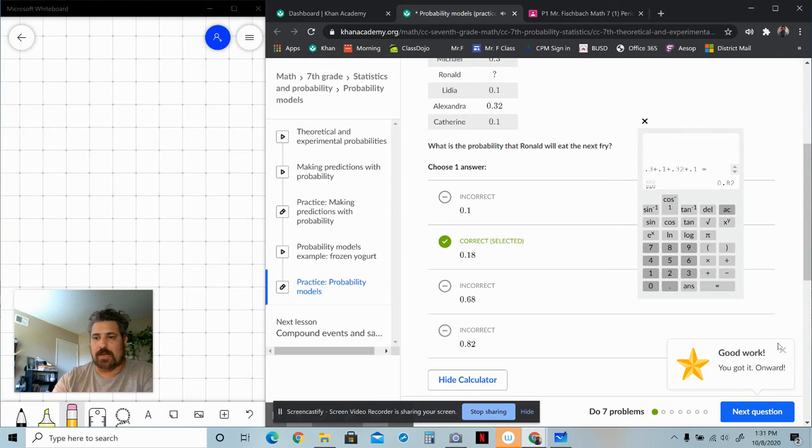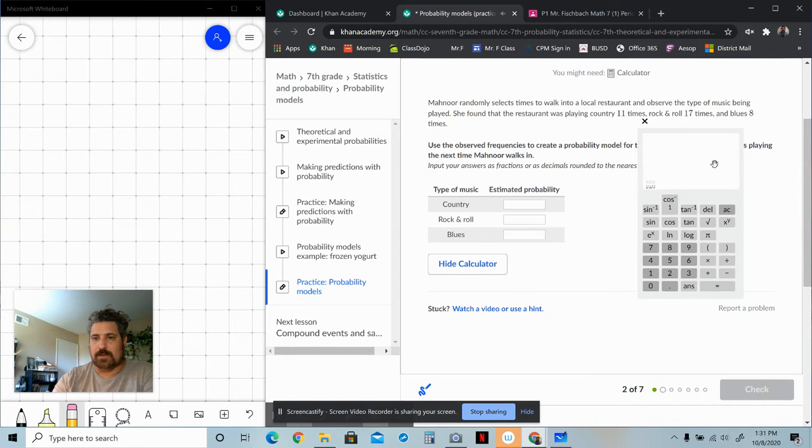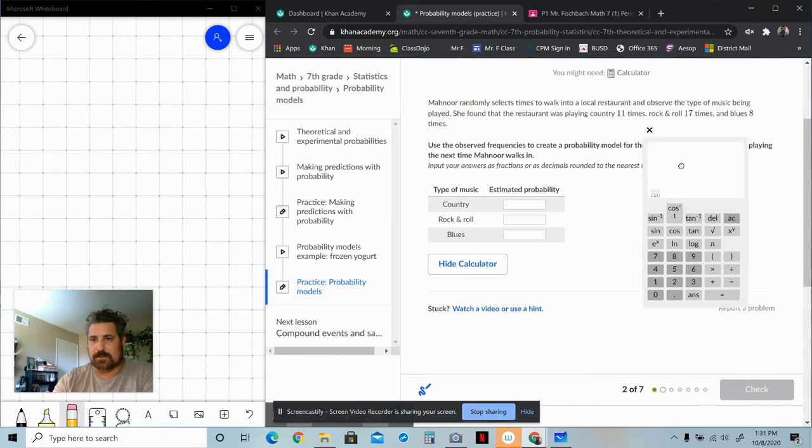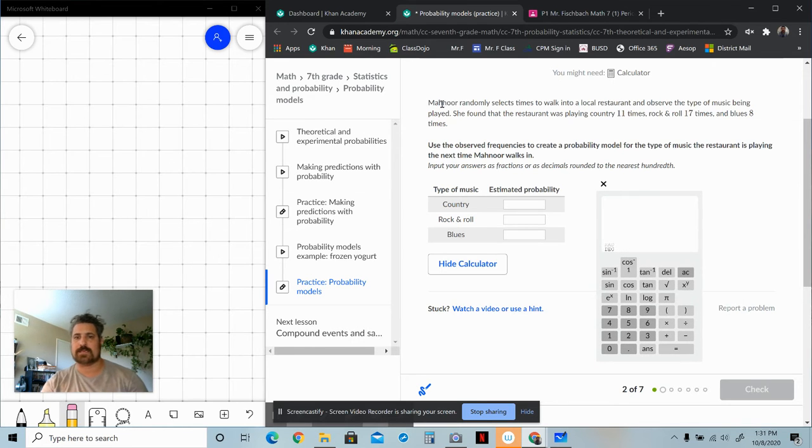Okay, and then we go to the next one. It says, Manor randomly selects times to walk into a local restaurant and observe the type of music being played. She found that the restaurant was playing country 11 times, rock and roll 17 times, and blues 8 times. Use the observed frequencies to create a probability model for the type of music the restaurant is playing the next time that Manor walks in.